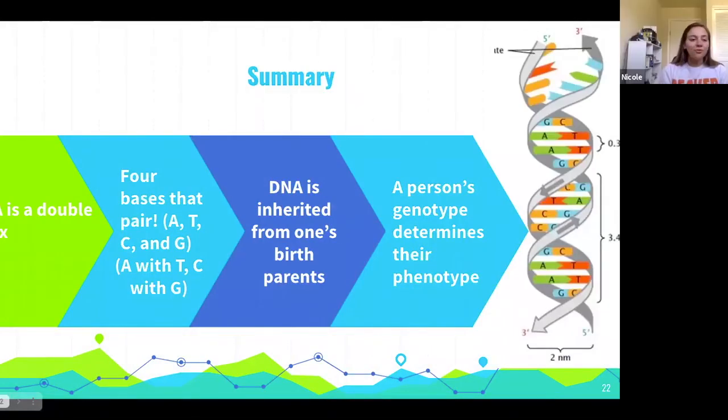All right, so for a brief summary of everything that we've talked about today, DNA has the structure called a double helix. It's made up of 4 bases, A, T, C, and G, that pair in a really specific way, which is A goes with T and G goes with C. And then DNA is something that you inherit from your parents, that they inherit from their parents and their parents. And finally, a person's genotype or genetic code determines their phenotype or their physical traits.